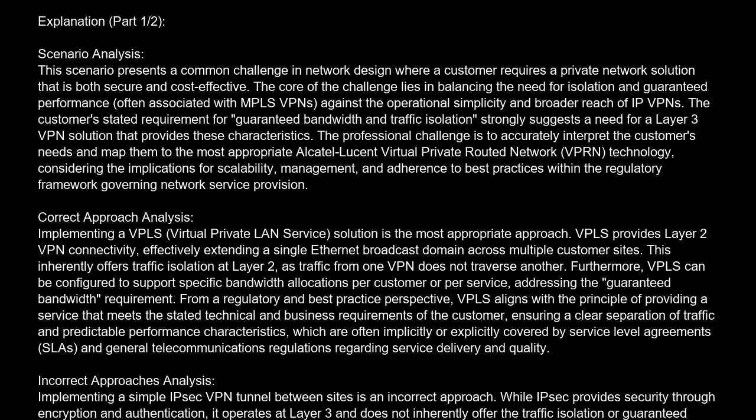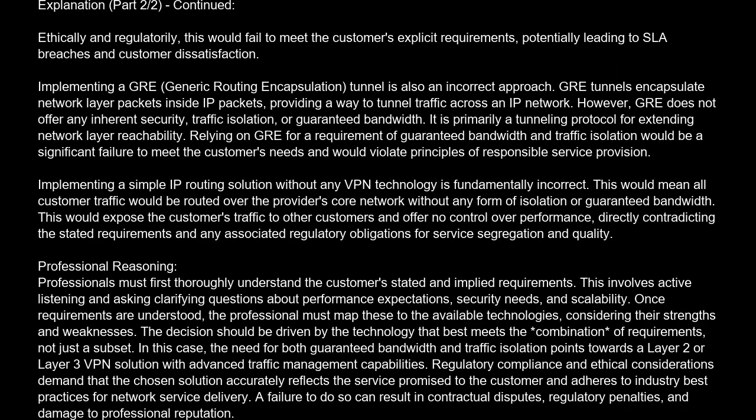Incorrect approaches analysis. Implementing a simple IPsec VPN tunnel between sites is an incorrect approach. While IPsec provides security through encryption and authentication, it operates at Layer 3 and does not inherently offer the traffic isolation or guaranteed bandwidth characteristics of a dedicated VPN service like VPLS or MPLS VPN. Each IPsec tunnel is point-to-point and does not provide the multi-point connectivity or the robust traffic engineering capabilities needed to guarantee bandwidth across a network. Ethically and regulatorily, this would fail to meet the customer's explicit requirements, potentially leading to SLA breaches and customer dissatisfaction.